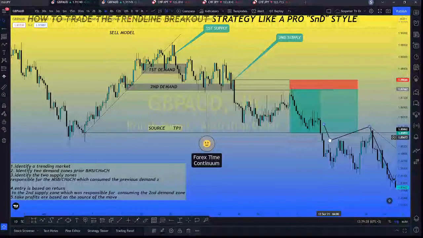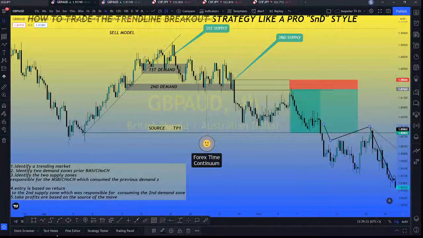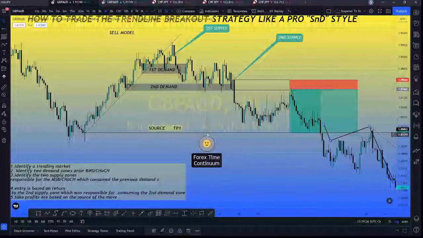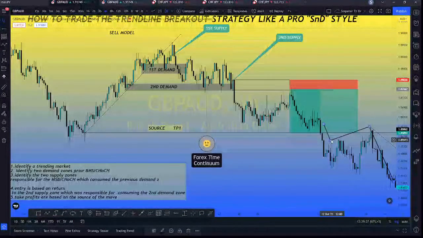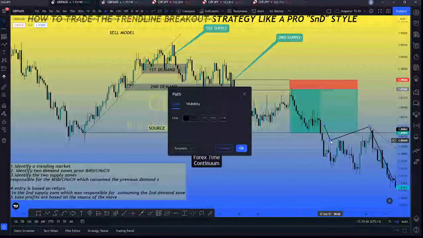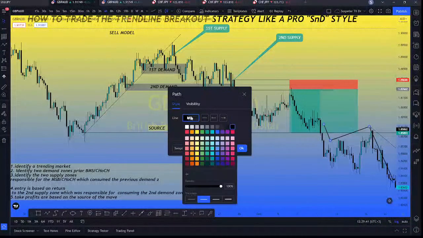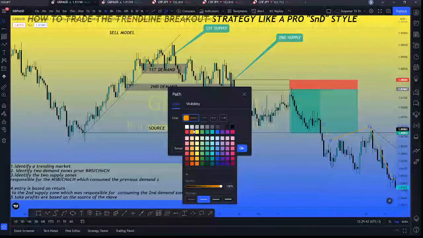I want this color changed. Let me change this color so that it can be a bit clearer.